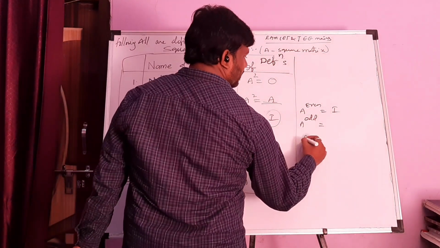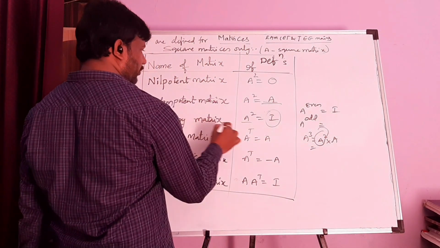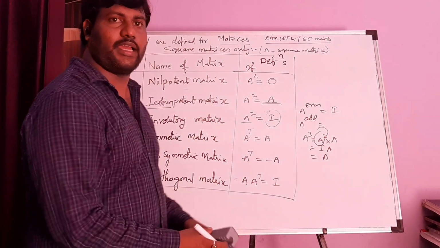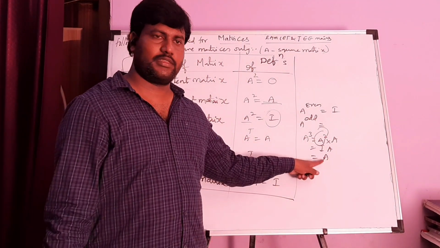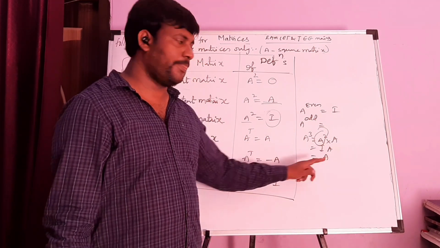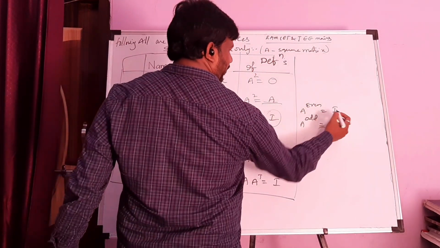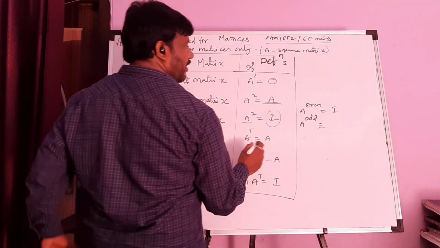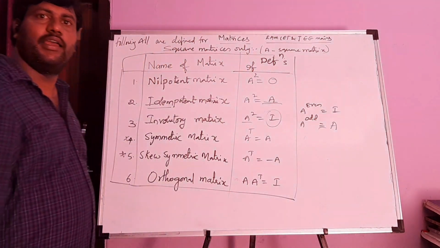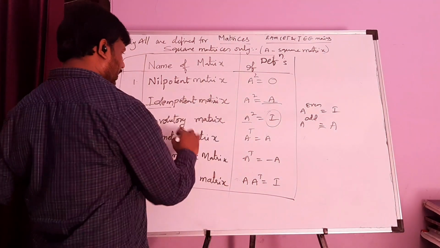Let us see A cube, nothing but A square into A. A square, if it is an involutory matrix, A square is I into A. You know that when any matrix is multiplied with the identity matrix, you get A only. This is like 1 into 1. I is nothing but the unit matrix, so I into A gives A. So from this we can say for even power of A, you get I for an involutory matrix, and when the power is odd, you get A. Remember this. This is not the same as nilpotent or idempotent.